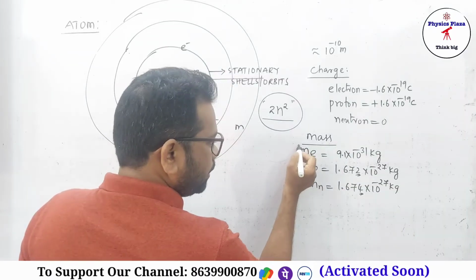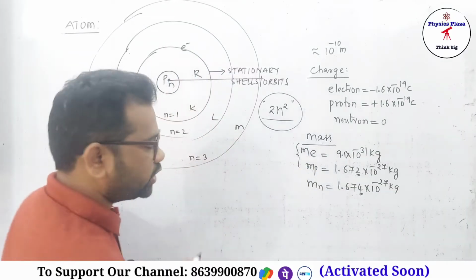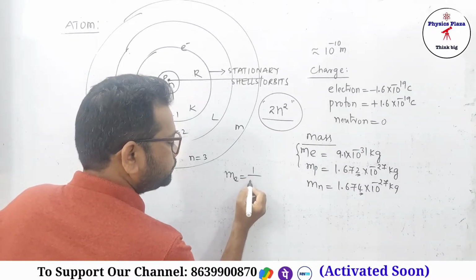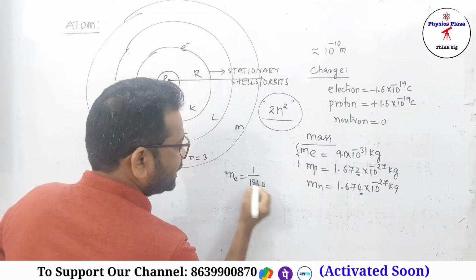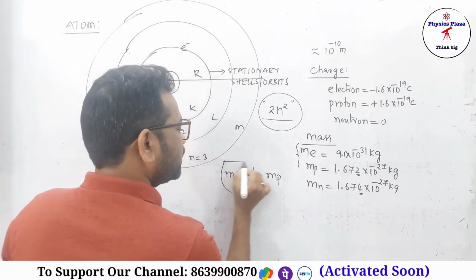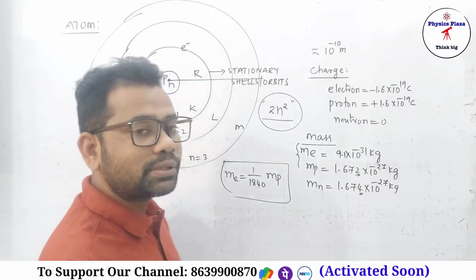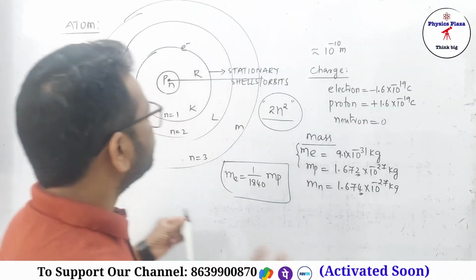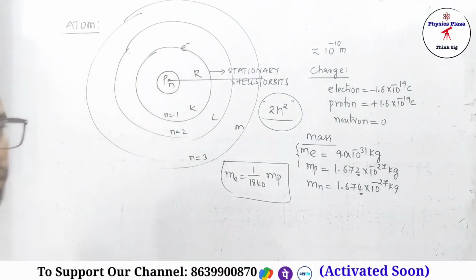Now, when we compare the mass of the electron with the mass of the proton, children, it is found that the mass of the electron is 1 by 1840 times the mass of the proton. I mean, the mass of the electron is 1840 times less than the mass of the proton. Clear? So, this is about the atom. Is it clear, children? Fine.